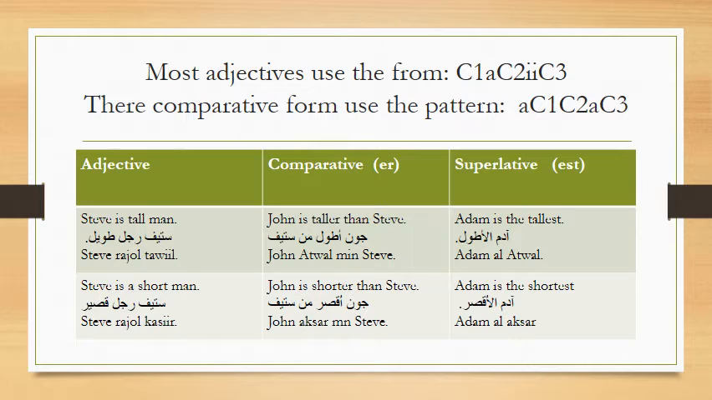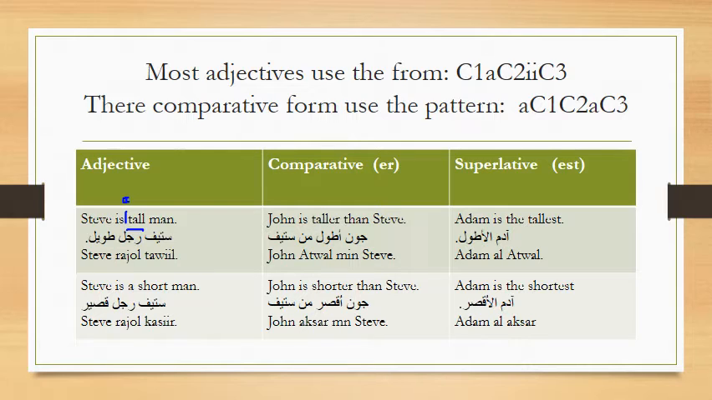Now, let's use the adjective tall in order to compare how tall two people are, using the comparative and the superlative one. Steve is a tall man. Man, we took it in the last lecture, man is رجل. Tall is طويل. So Steve رجل طويل.